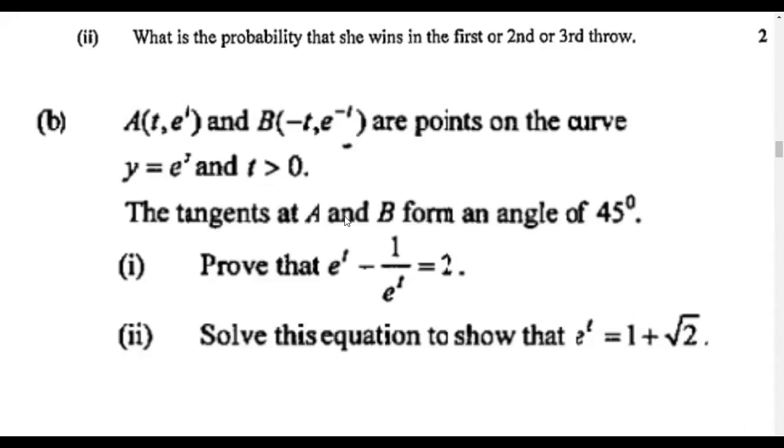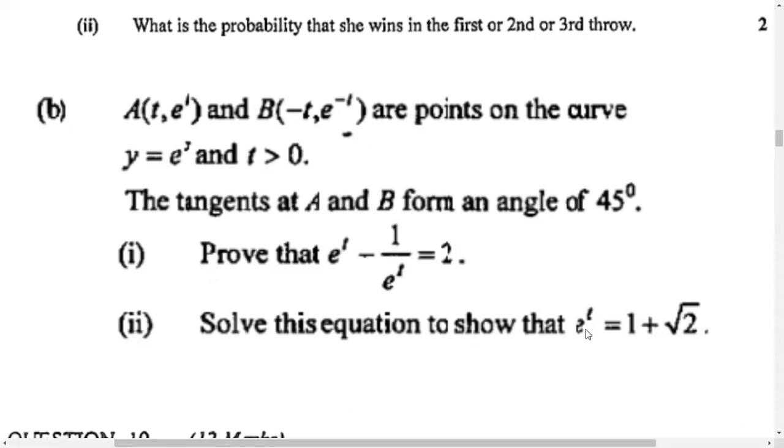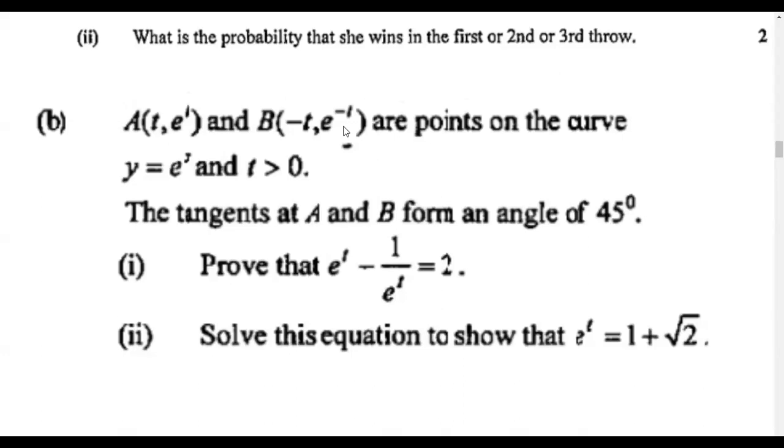The tangents at A and B form an angle of 45 degrees. Prove that e to the t minus 1 over e to the t equals 2, and solve this equation to show that e to the t equals 1 plus root 2. With that in mind, we've got the curve y equals e to the t, and 2 points A and B. Drawing it out may make the question make a little more sense. Whenever you're doing a question, do whatever you need to do within reasonable time constraints to make sure you understand what's going on.